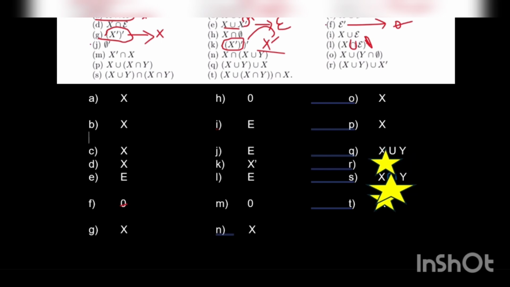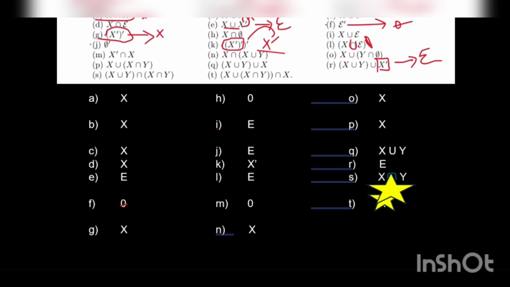For R, it's X union Y, union, and notice, it has this apostrophe and it's not an intersection, it's a union. So this actually means everything, okay? So the union of X and Y and everything, obviously, come on guys, it's 100% going to be everything, right?